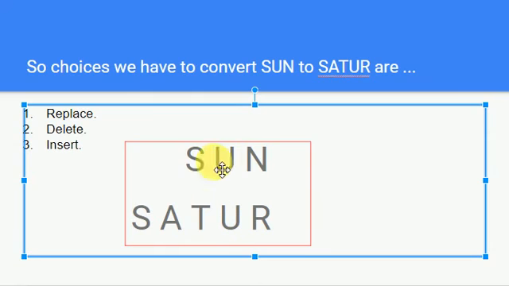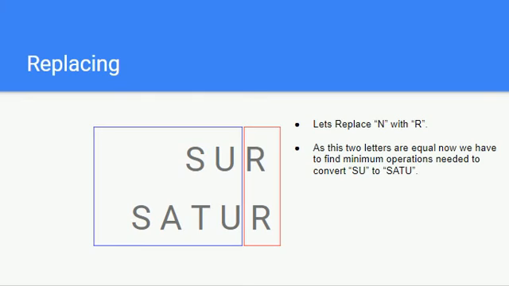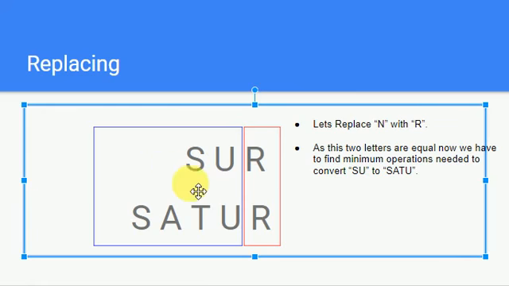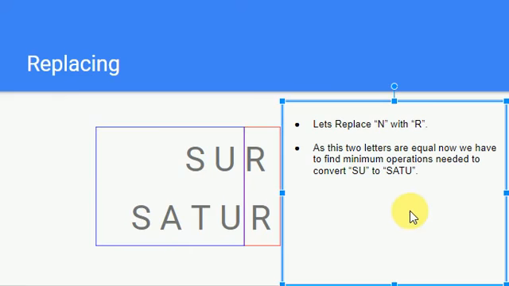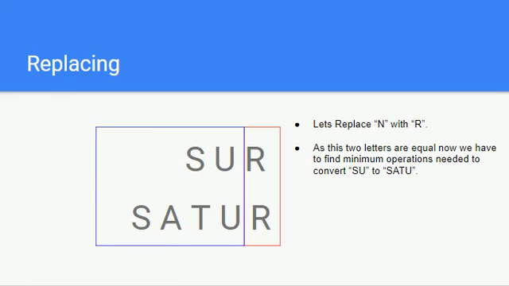Okay, so the operations look like this. We replace a character, so we have replaced N with R. We are trying to convert this string to this string, so we have to replace the characters with the characters of Saturday's string. So here I am trying to replace N with R. As these two characters are now equal, we have to find the minimum number of operations required to convert SU to SATU. This is one option, if we replace the character.